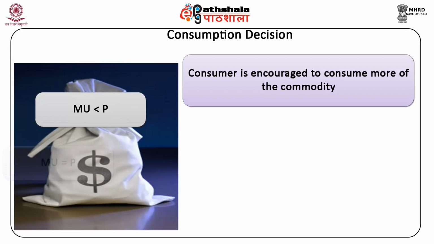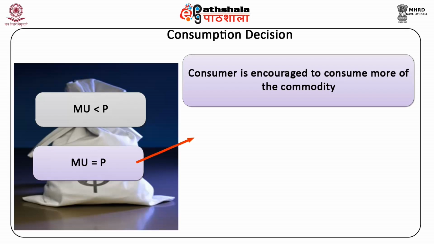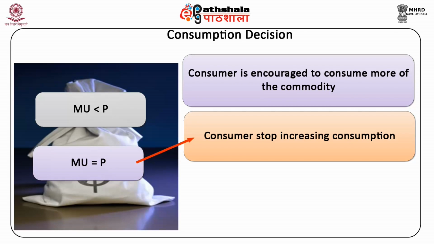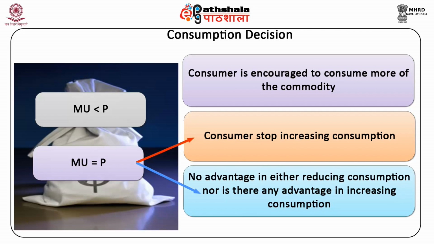Only when the marginal utility from consuming one additional unit equals the price or AR does the consumer stop increasing consumption. At this point, the consumer obtains maximum utility. So there is no advantage in either reducing consumption nor is there any advantage in increasing consumption. This is how the marginal principle helps the consumer.